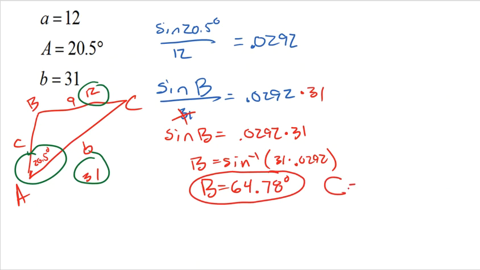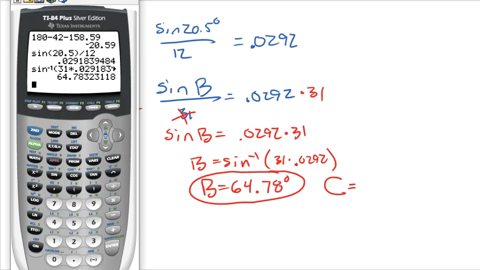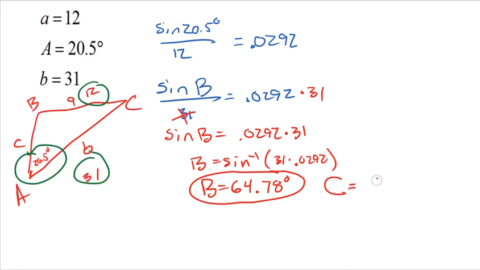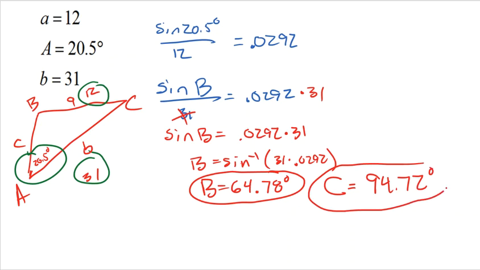So that is the first option for B, and that's definitely going to work. To find angle C, all I'm going to do is say, well, I have 180 degrees in a triangle. I'm going to subtract the 20.5 I know from angle A, and subtract the 64.78 from angle B, and I get 94.72 for angle C. So this is my first option of my triangle where I have angle A, angle B, angle C. Awesome, check, check.